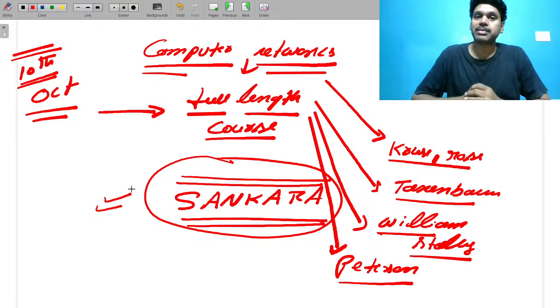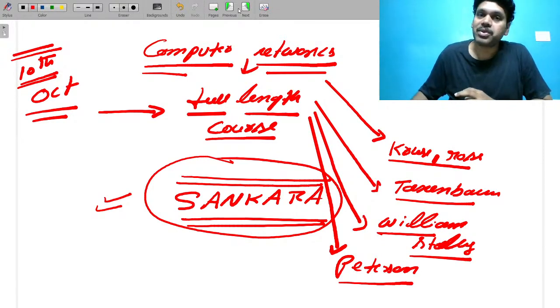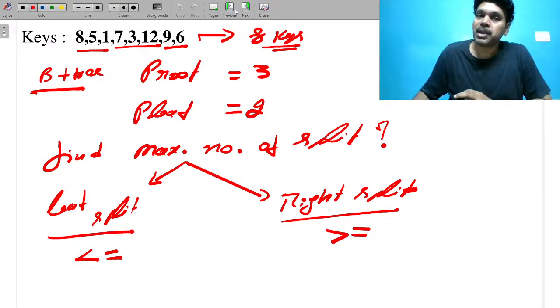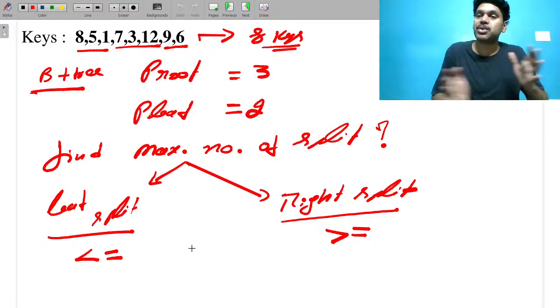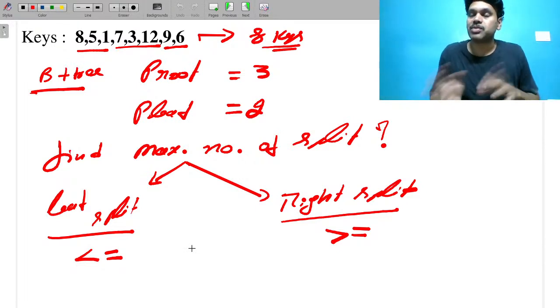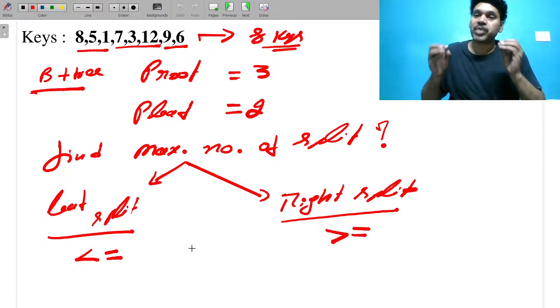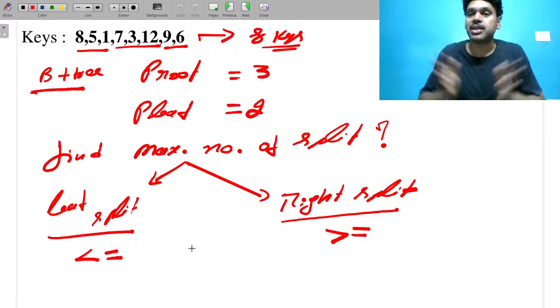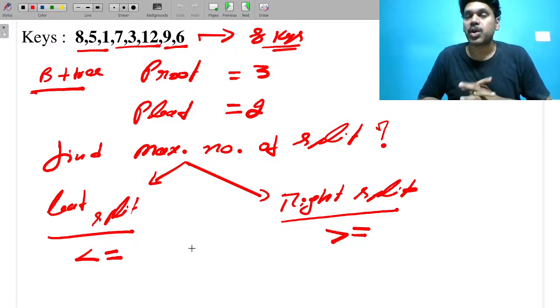And I gave you a task. Please do this task and tell me the maximum number of splits. I will give you a shortcut. You need not do left split and right split both times. With the shortcut, you will be able to see which is going to give you more number of splits.